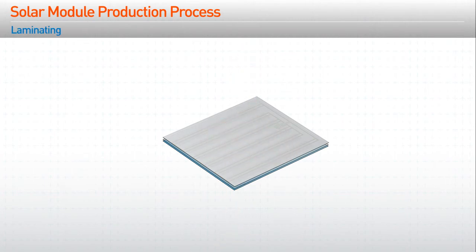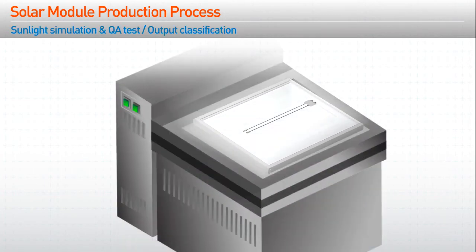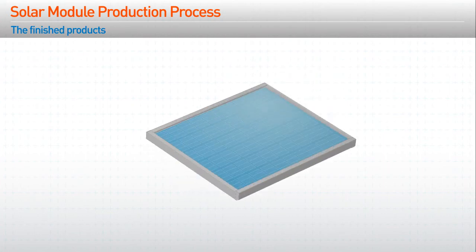Next comes the laminating and edge trimming stage. This is followed by mounting frames, and then junction boxes are attached and mounted. After the electrical characteristics are inspected and output classification is performed, the completed products are shipped out.